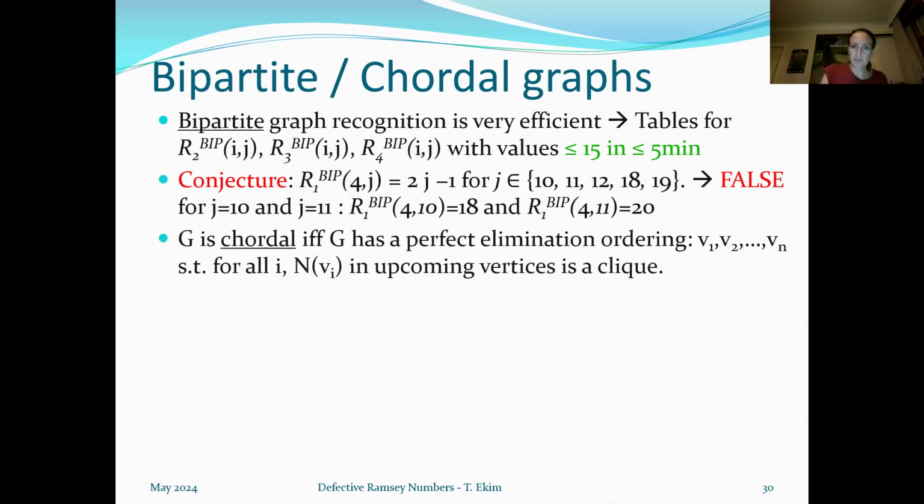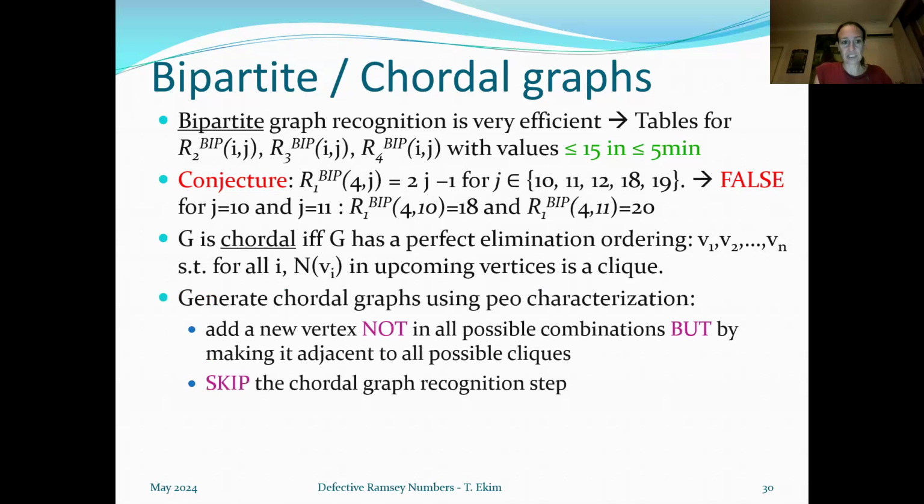Then chordal graphs. What happens in chordal graphs? For those who know chordal graphs, they have very nice properties. One of which is the perfect elimination ordering, which says that a graph is chordal if and only if we are able to order its vertices such that every vertex, when you look at its neighborhood in the upcoming vertices, is a clique. And this helped us to generate only chordal graphs, and all of them, in the generation process. So we skipped completely the recognition phase.